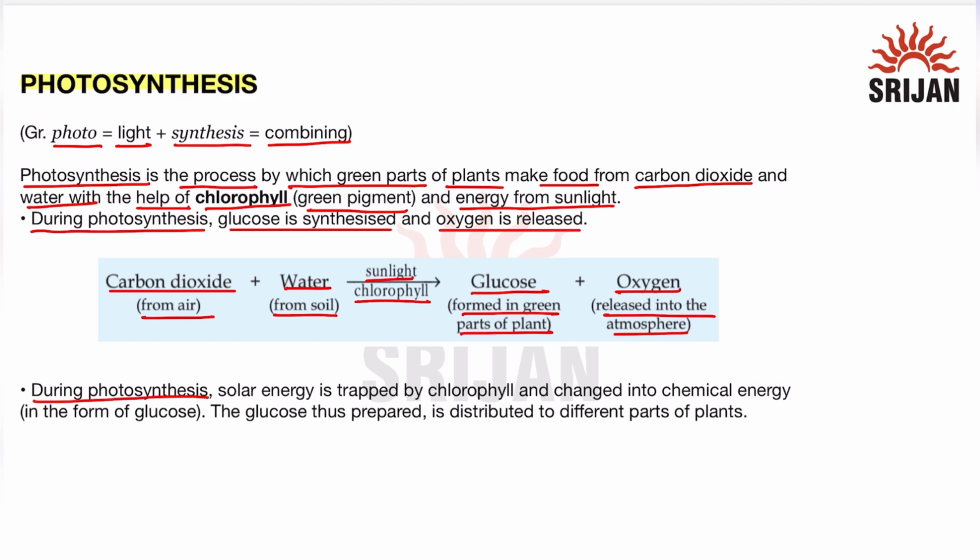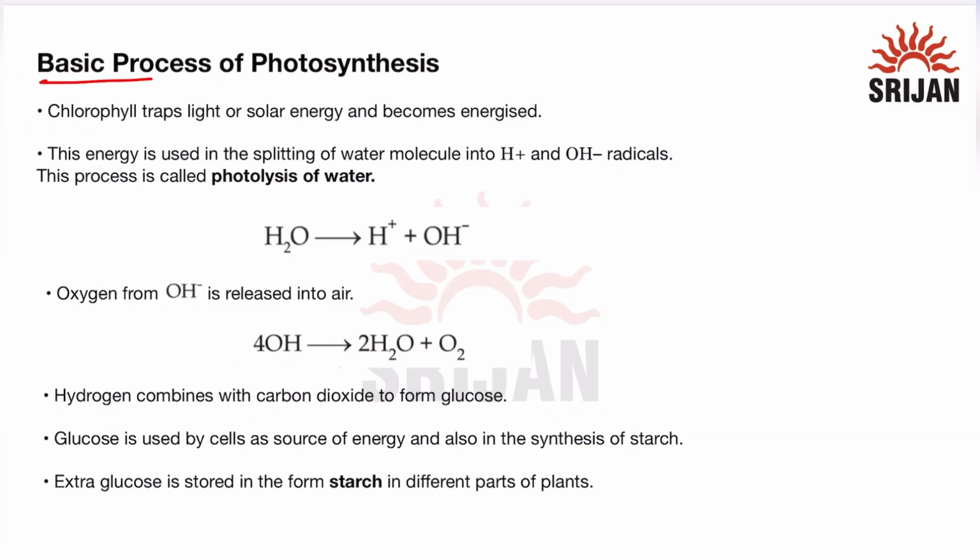Now during photosynthesis, solar energy is trapped by the chlorophyll, the green pigment, and it is changed to chemical energy. So the sunlight is changed into chemical energy in the form of glucose. This glucose that is prepared is distributed to the different parts of plants so that they can use it when they need it. Now let us read about the basic process of photosynthesis.